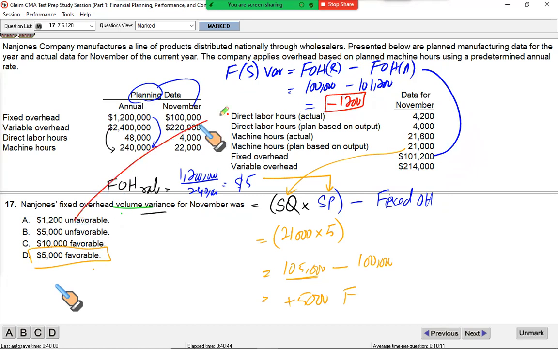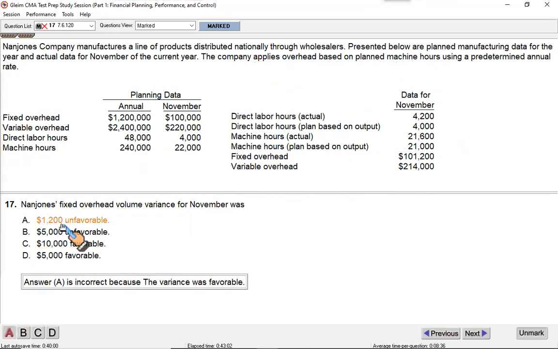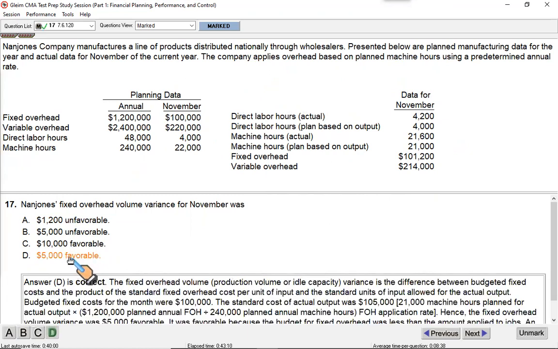So the difference will give you 1,200 adverse, 1,200 unfavorable. So yes, there is an option of 1,200 unfavorable, but this clearly is your spending variance, which is adverse. But in this question, we have to calculate the volume variance. So remember, the difference between absorbed overheads and the budgeted overheads gives us the volume variance, production volume variance, and the difference between the fixed budget and the fixed actual is called the spending variance, right? So A is the spending variance, which is not our answer. Our correct answer was 5,000, which is your production volume variance.